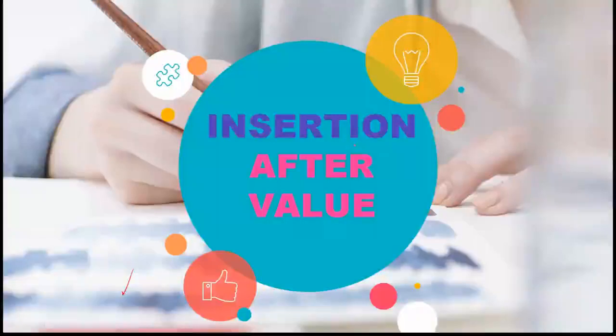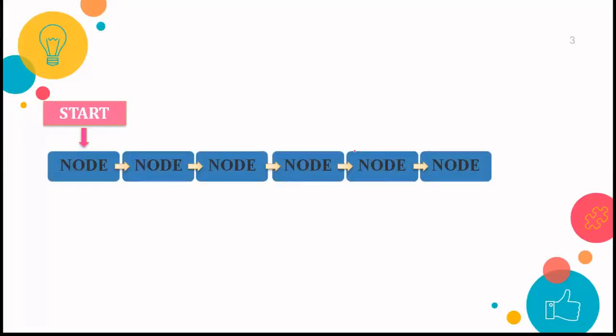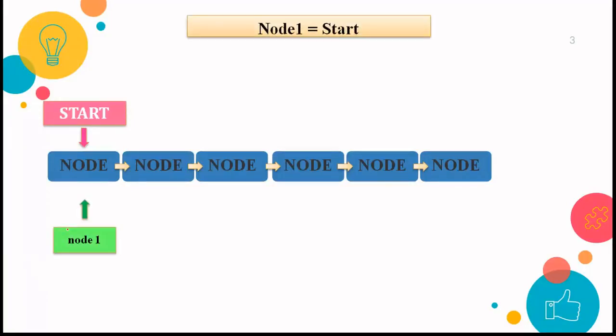Hello everyone. In this lecture, we are going to understand the algorithm where we'll be inserting a node after a given value in the single linked list. So now let's understand it with the help of an example. Here, we will have this pointer node 1. This node 1 will store the address of the starting node, and then it is going to move forward and traverse all the nodes until it finds the node in which the information contains the value that we want to search.